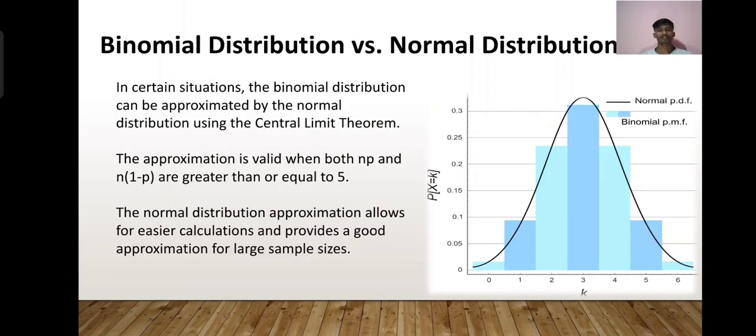Binomial distribution versus normal distribution. In certain situations, the binomial distribution can be approximated by the normal distribution using the central limit theorem. The approximation is valid when both np and n times 1 minus p are greater than or equal to 5. The normal distribution approximation allows for easier calculations and provides a good approximation for a large sample.